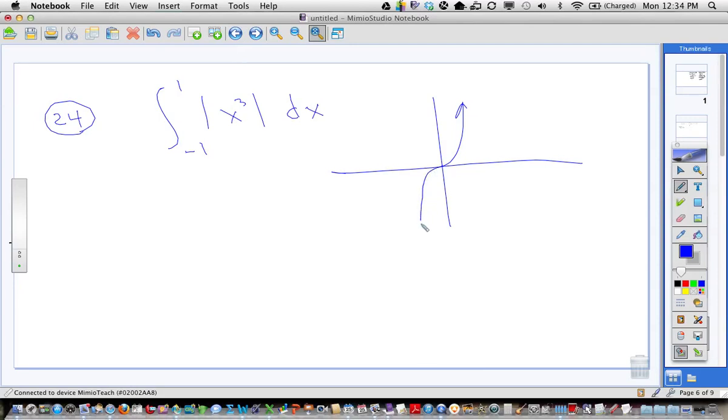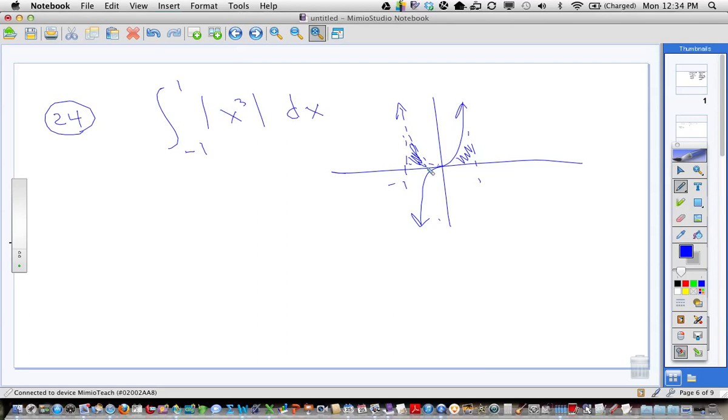You graph it like normal, and do what? Flip it. The part that's negative would flip up to here. So -1 to 1 would be those two areas added together.